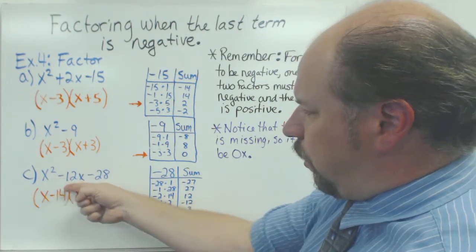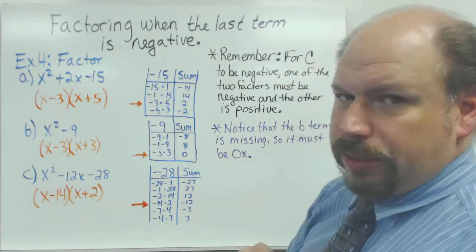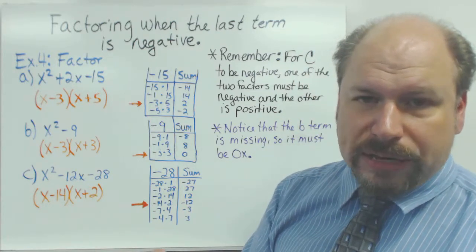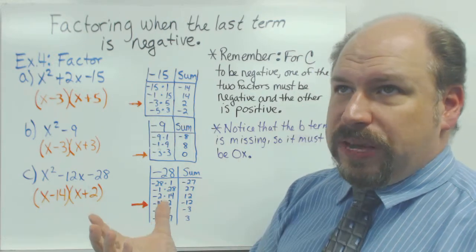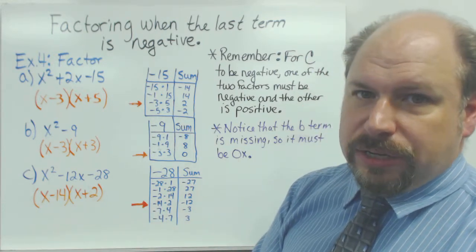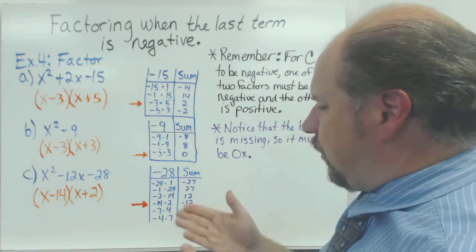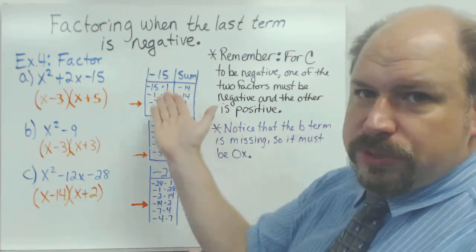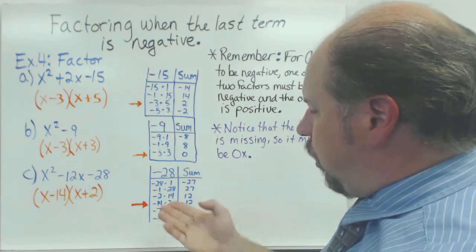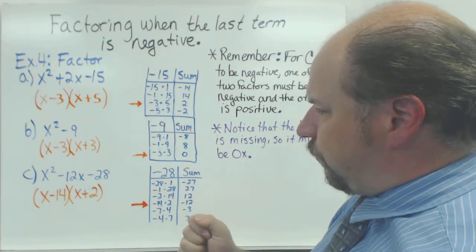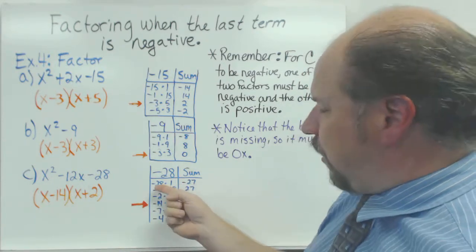Okay, next one, x squared minus 12x minus 28. So 28 has a lot of different factors. Might be a little bit harder to think about two factors of negative 28 that add up to negative 12. Maybe not quite as easy. So if you've been able to do some of these in your head before, you may want to make a table on this one.